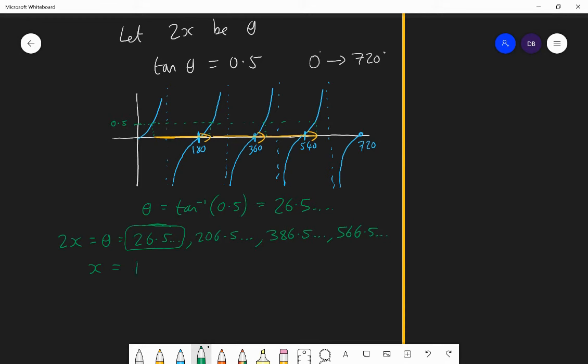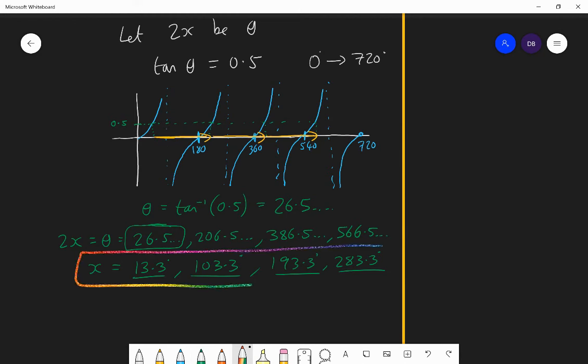So the solutions are, to one decimal place, 13.3 degrees, 103.3 degrees, 193.3 degrees, and 283.3 degrees. So those are your 4 solutions between 0 and 360 degrees, solving tan of 2x equals 0.5.